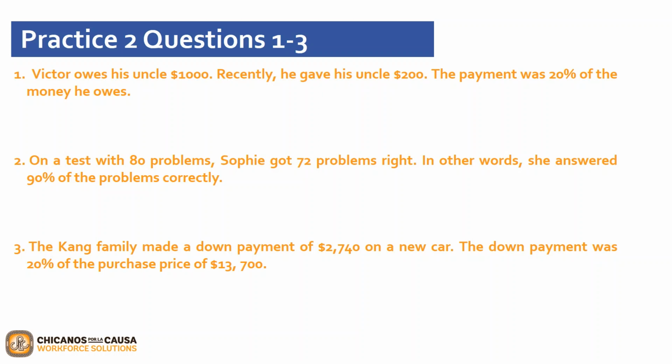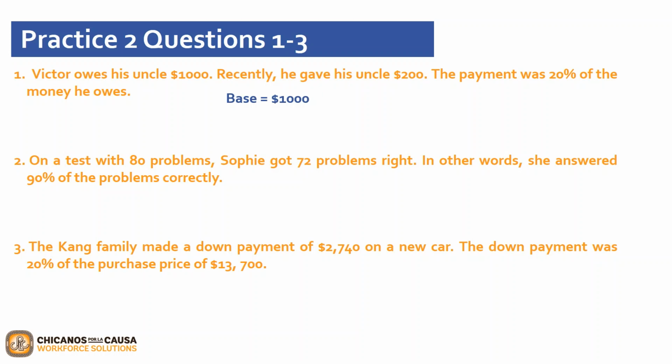Question 1 says, Victor owes his uncle $1,000. Recently, he gave his uncle $200. The payment was 20% of the money he owes. For question 1, we need to first identify the base. That is the whole amount that the problem is about. Based on question 1, the base is $1,000, the amount Victor owes his uncle.